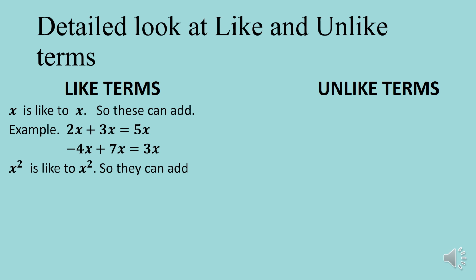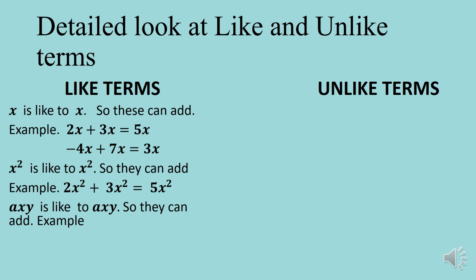Another look is that x squared is like x squared. You can see this x is now raised to a power of 2, so it should be like another x which is raised to a power of 2. These can be added or subtracted. For example, 2 x's raised to the power of 2 plus 3 x's raised to the power of 2 gives 5 x's raised to the power of 2. I hope that is shedding more light to your bank of knowledge.